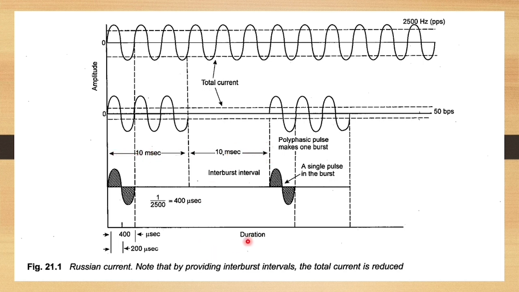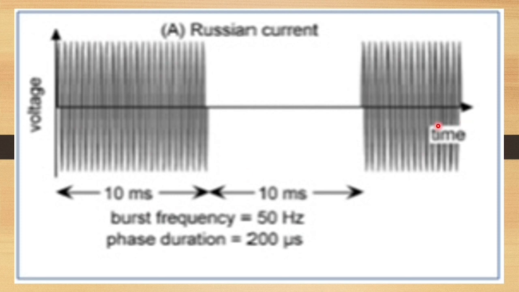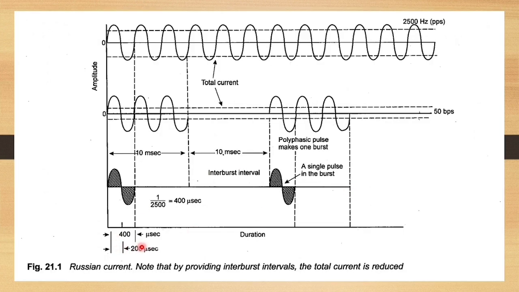So this is all about the diagrammatic representation or the waveforms of your Russian current. So this is the same protocol: 10 milliseconds on, 10 milliseconds off. It has a burst frequency of 50 hertz and a phase duration of 200 microseconds. So you can see here, this is the phase duration and this is the pulse duration, an alternating sinusoidal waveform.